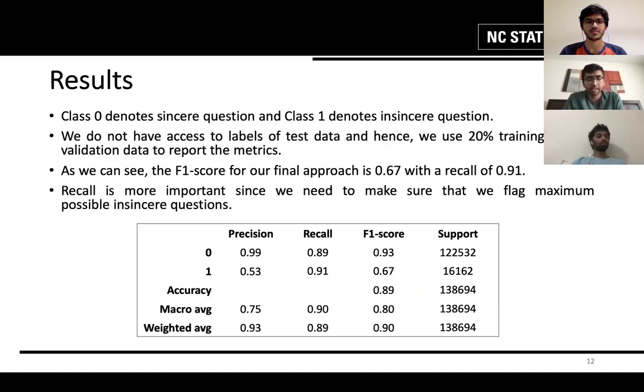Here we can see the classification report of our model. Here class 0 denotes the sincere questions and class 1 denotes the insincere questions. Since we do not have labels for the test data, we use 20% of our training data to report our metrics. Here we can see that the best F1 score that we got for our model was 0.67, and the recall for class 1 was 0.91. We determined that recall was more important than precision, as we wanted to flag the maximum number of possible insincere questions, as we thought that after flagging them, a moderator will take a look at them. So the recall was more important.